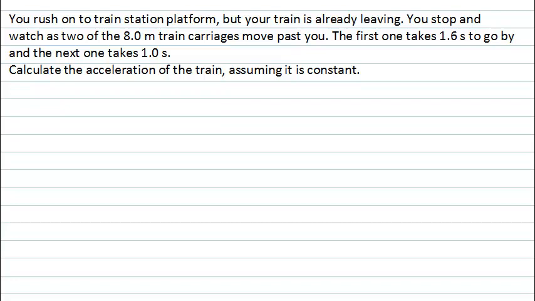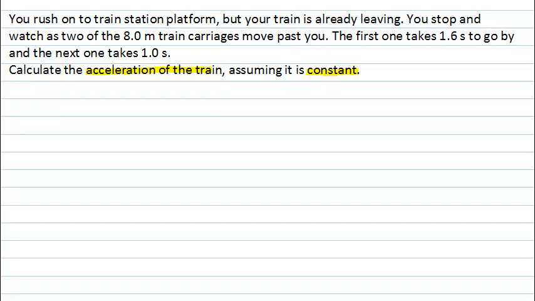This PhysCast has a one-dimensional motion problem with constant acceleration. Pause the video for a moment and read the question carefully. Now that you've read the question, it should be clear that what's being asked is the acceleration of the train, and importantly, that acceleration is taken to be constant.